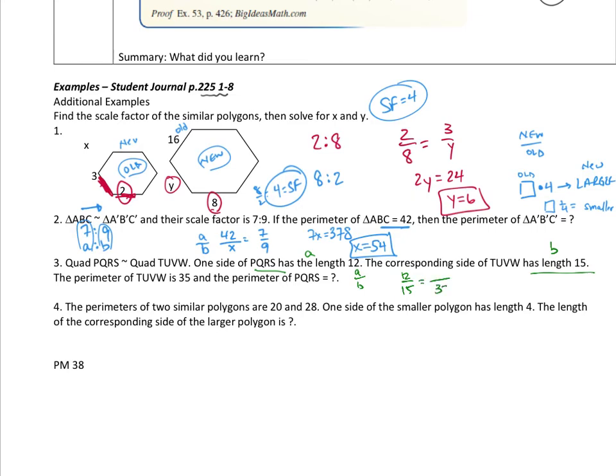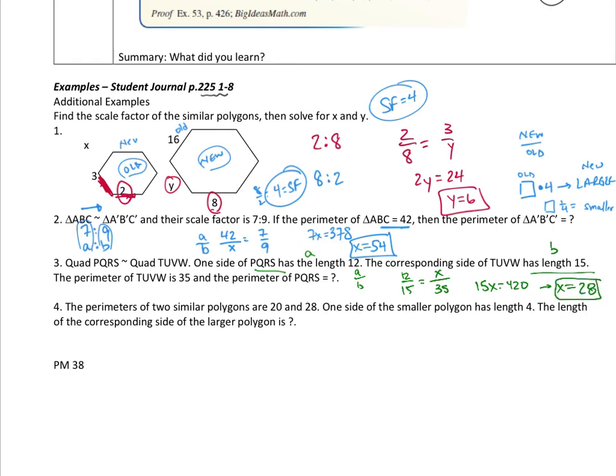So we'll set the 35 up here, and we'll call the perimeter of the first one right there x. So now we just have to cross multiply, and I get 15x equals 12 times 35, which is 420. So x would end up being, divide that by 15, you will get 28.